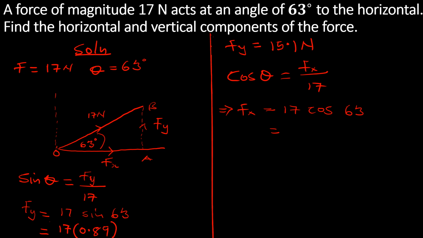This will be equal to 17. Let's use our calculator. Cos 63 will give us 0.45. So 17 times 0.45 will give us 7.7.